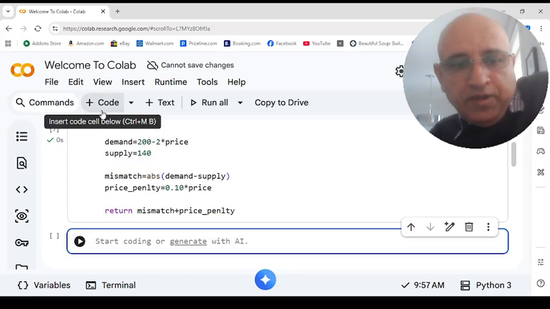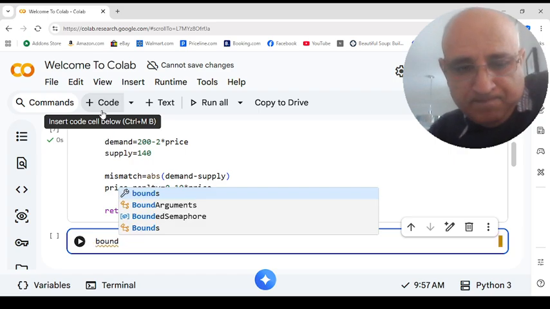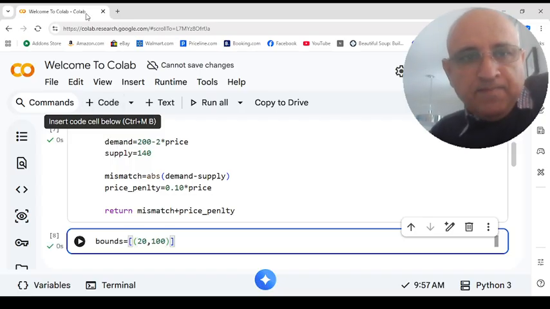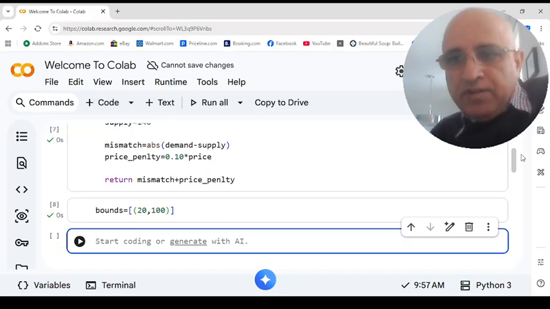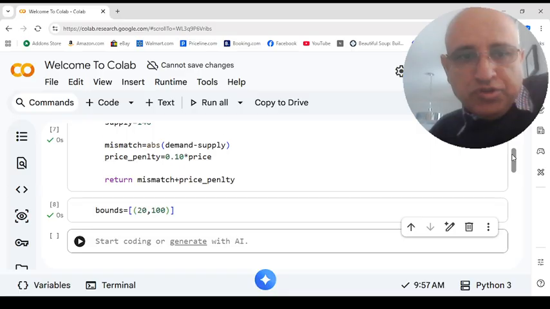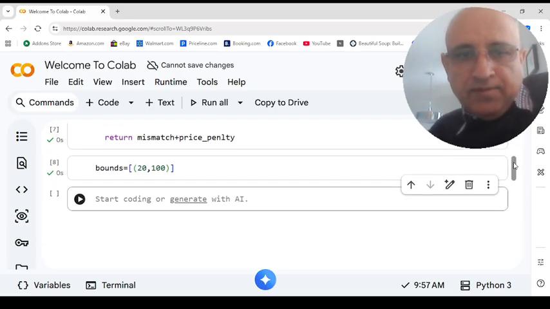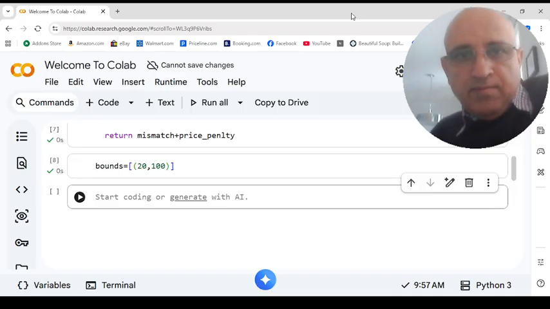We can define bounds, that is the range of values for the price, and the optimization algorithm will search these values from 20 to 100 for price values that will minimize mismatch plus price penalty.